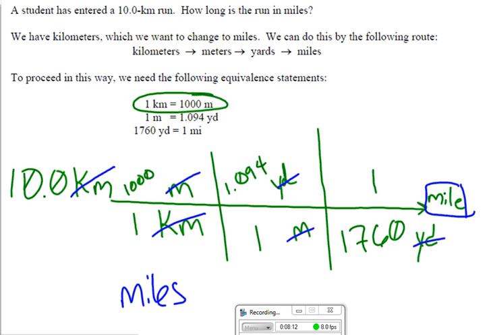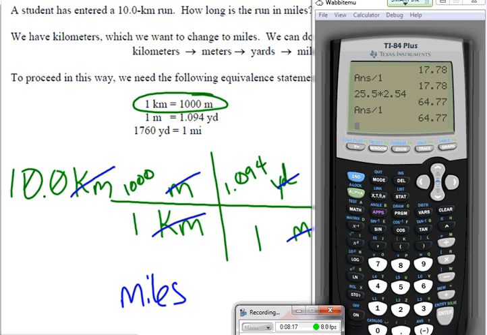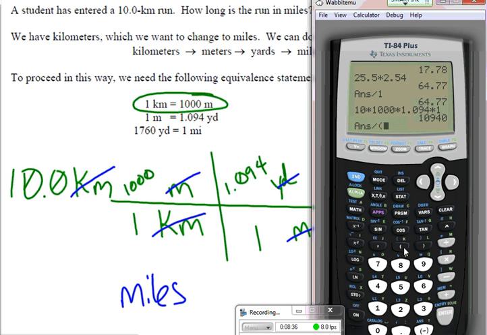So we're going to multiply everything across the top and divide by everything across the bottom. So I have 10 times 1,000 times 1.094 times 1, which would be the 1 mile. And then I'm going to divide that number by everything on the bottom. So 1 times 1 times 1,760.